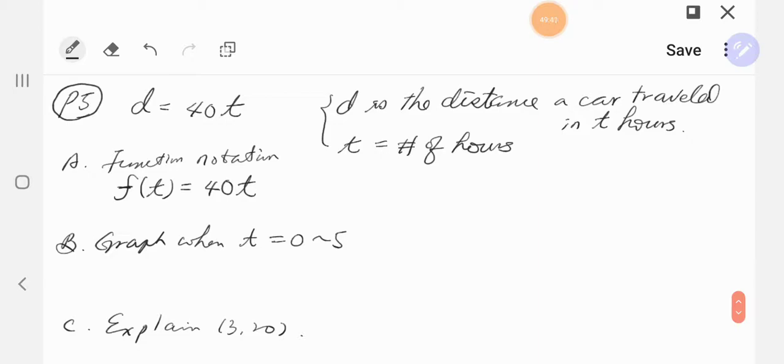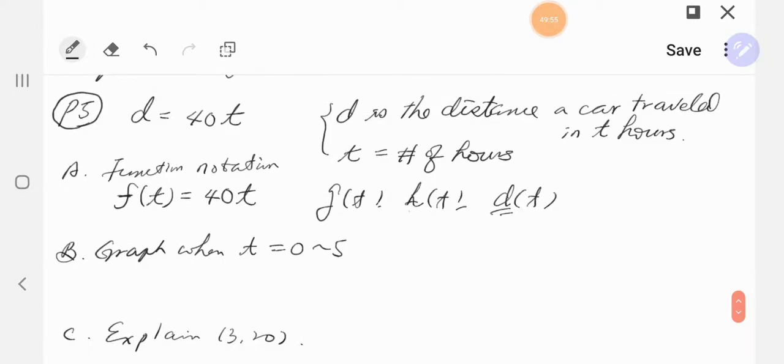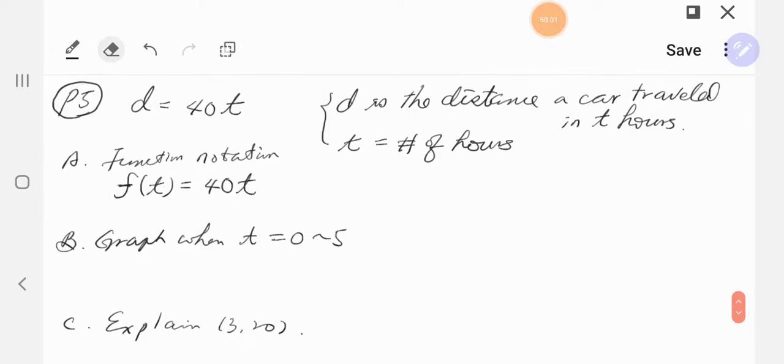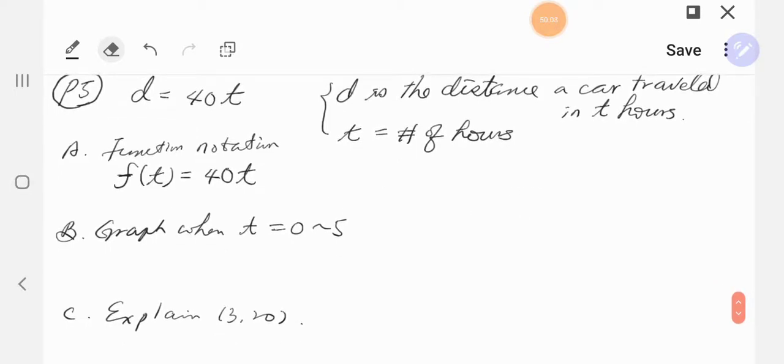So that's the function notation: f of an input variable, or you can use g of t, or h of t, or d of t as well. It doesn't matter. Anything is fine. You can use any letter for the function name. So we have a function f of t is 40t.